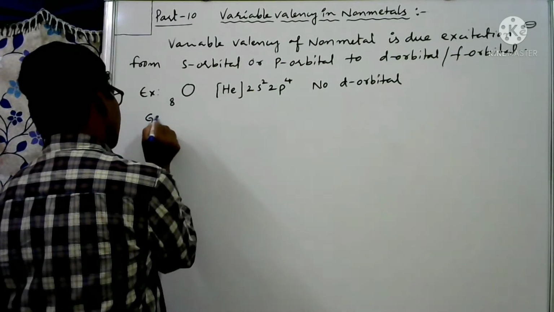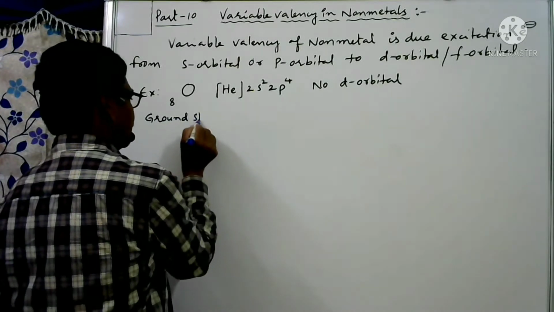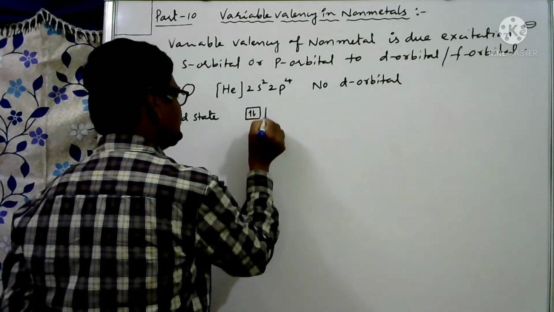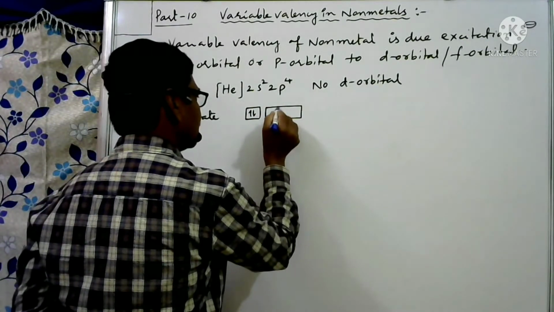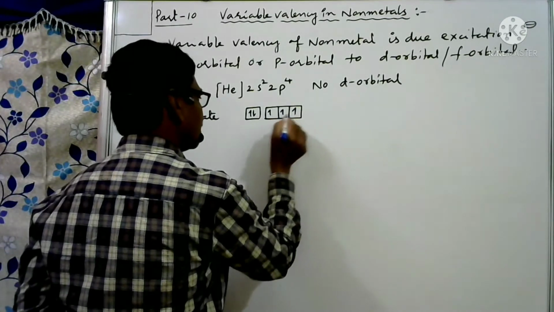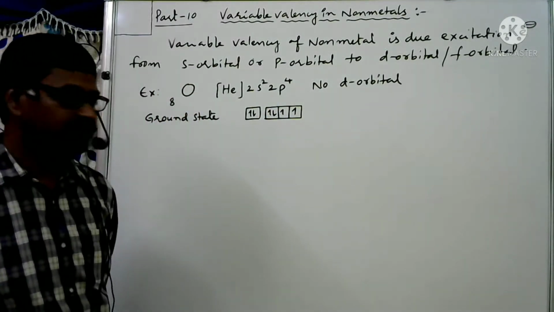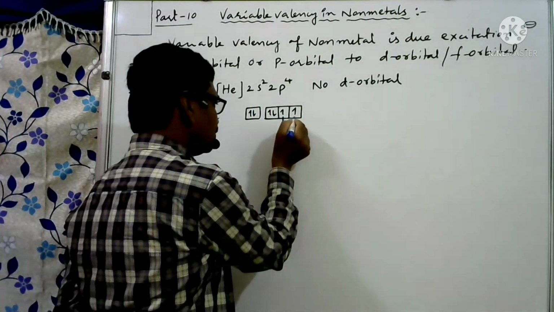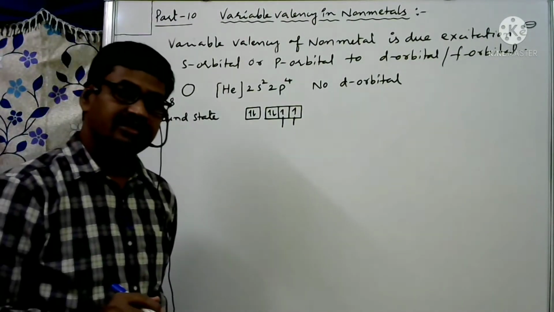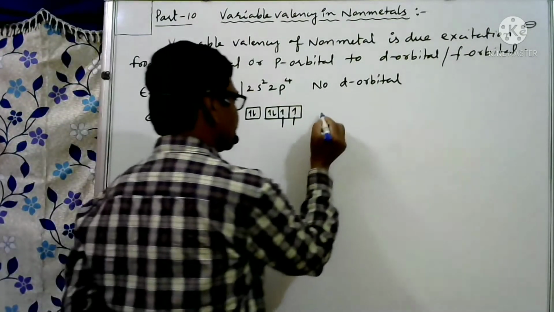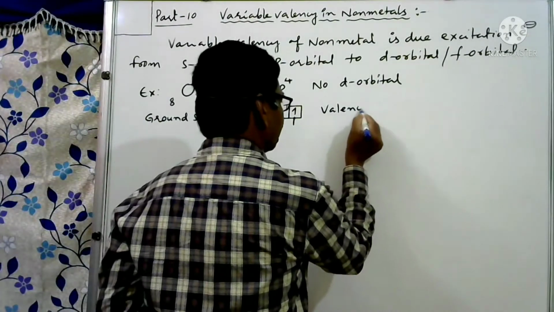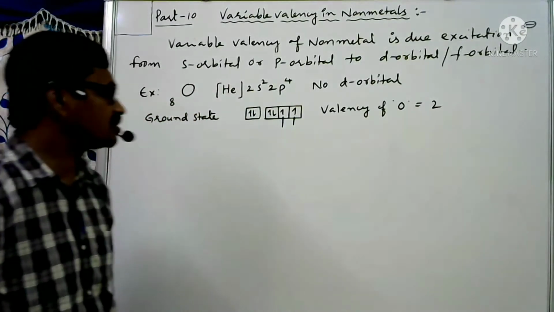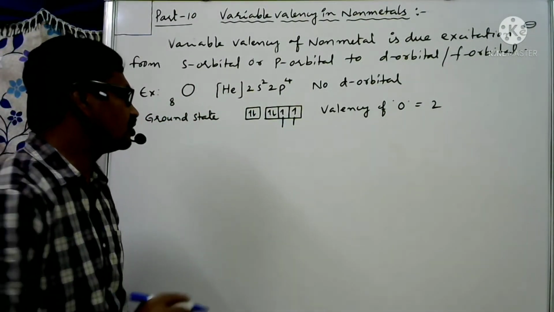In ground state I am writing direct box configuration. Ground state electron configuration. Here s orbital 2 electrons are present, p orbital here 1, 2, 3, 4 electrons are present here. But here one pair, this is another pair, 1, 2. These are the 2 single electrons which can participate in the bonding. So in this ground state, valency of oxygen equal to 2. Combining capacity of oxygen equal to 2.